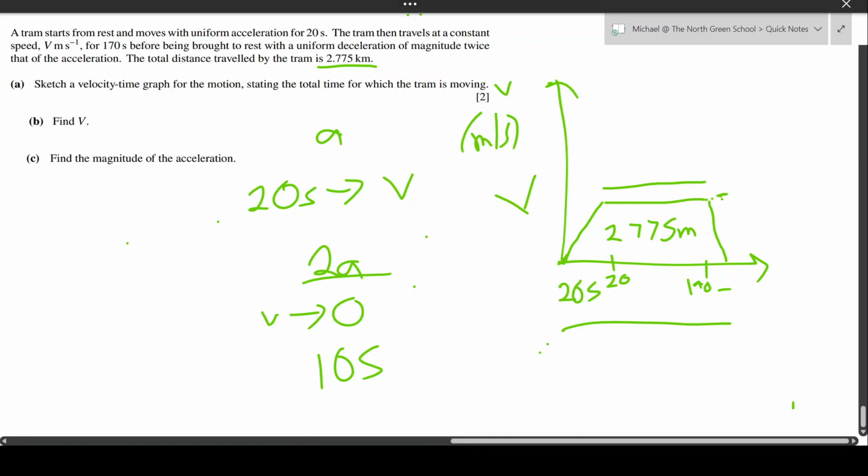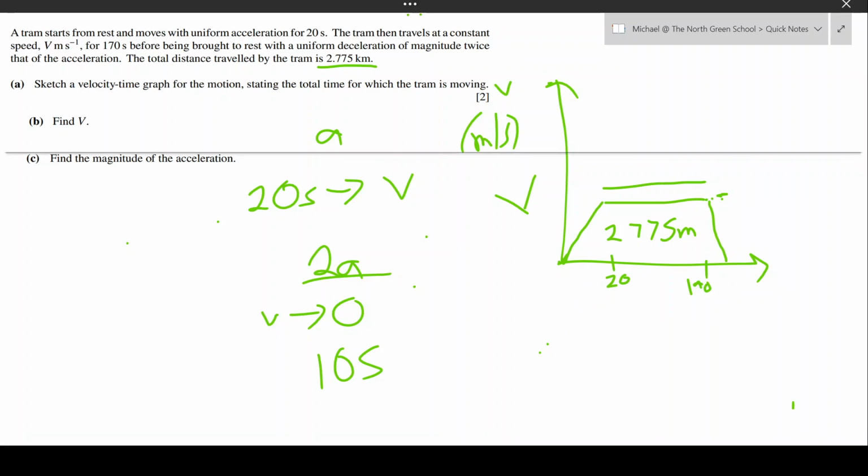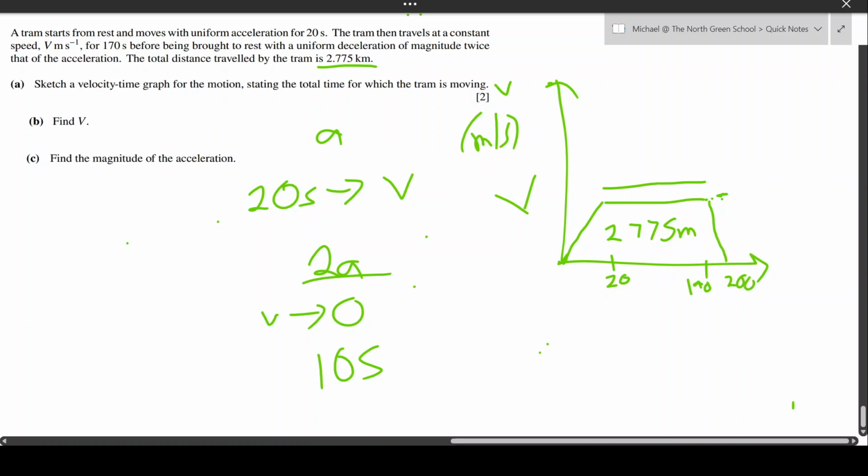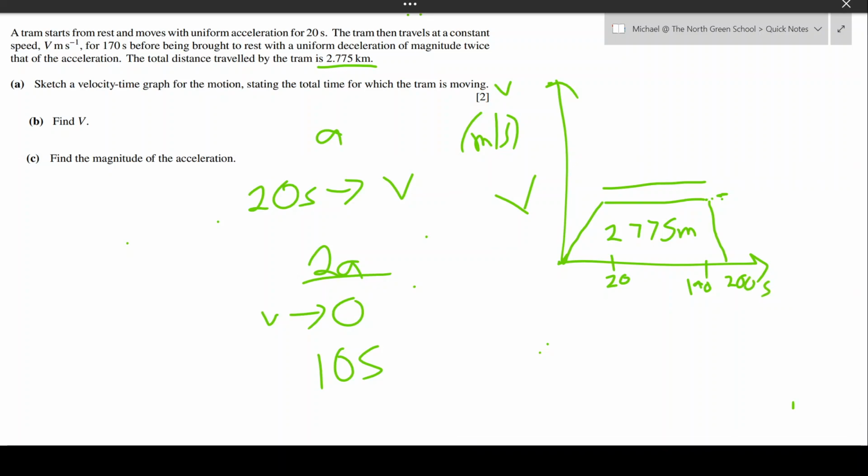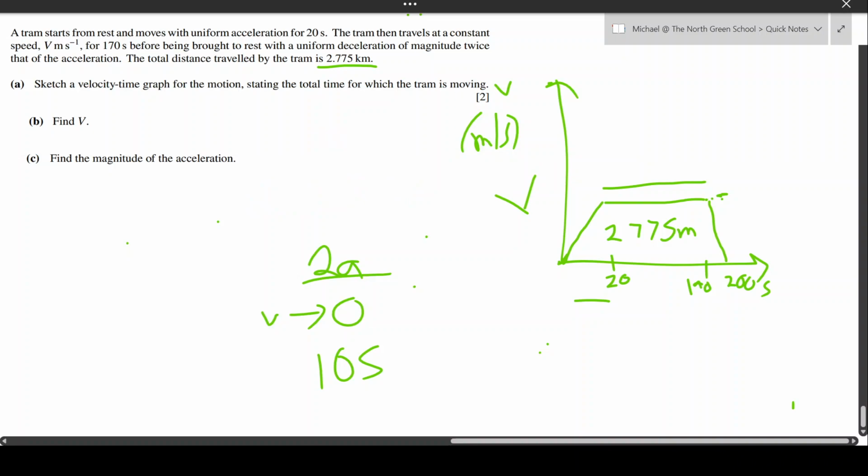So if we ended the constant speed after 190 seconds, that extra 10 seconds will get us to 200. So 200 seconds is the total time. The 10 seconds was because the train decelerates twice as fast as it accelerated. If it accelerated for 20 and it decelerates twice as fast, it's going to take half that time. So it's only going to take 10 seconds.